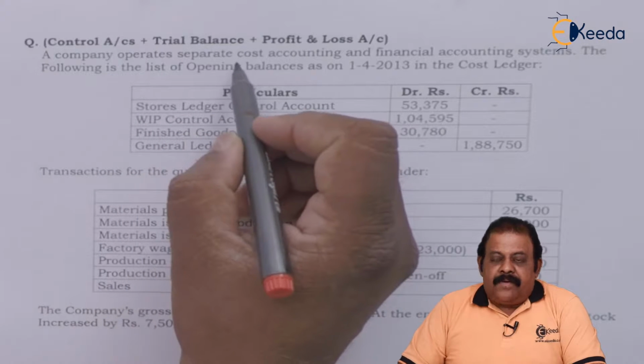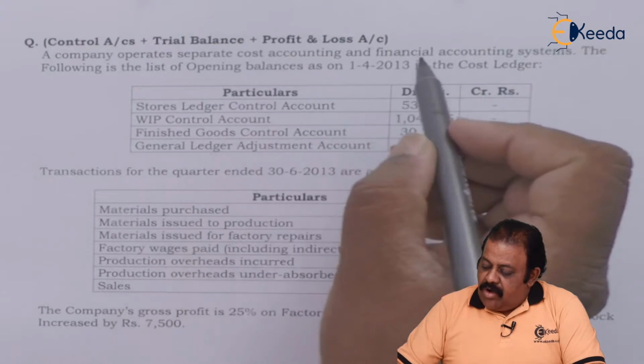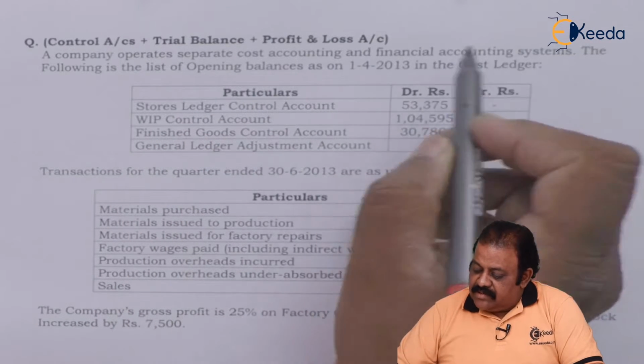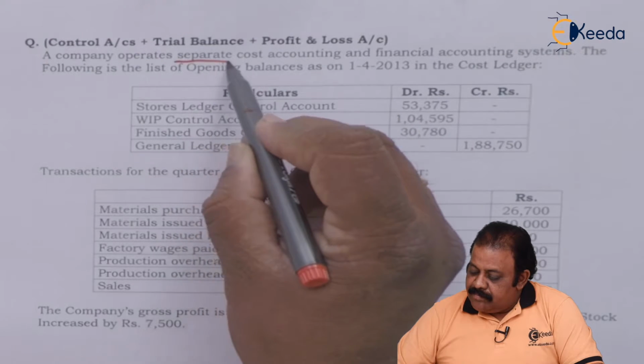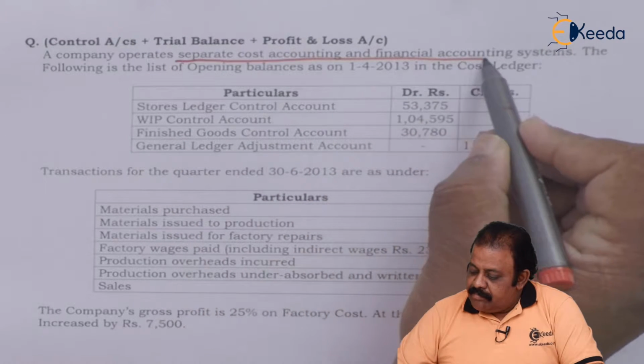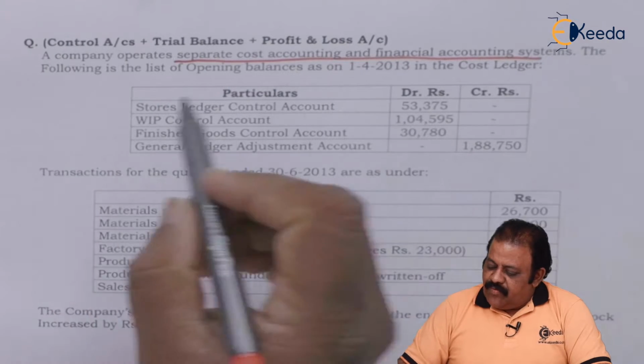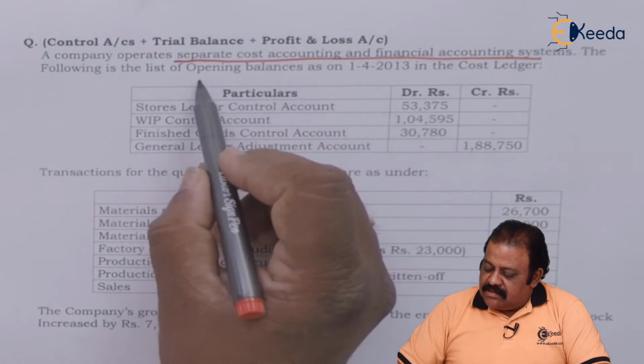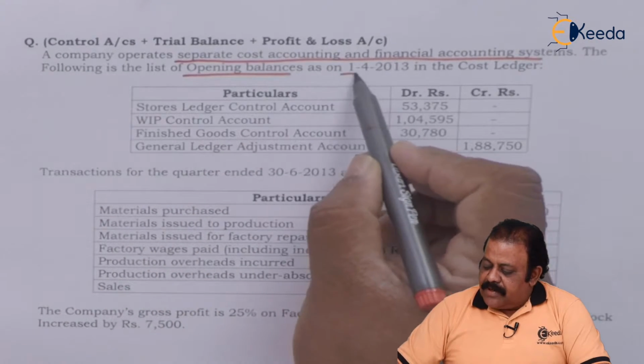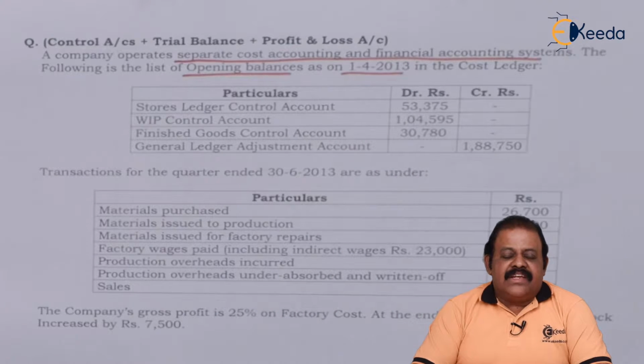A company operates separate cost accounting and financial accounting systems. Separate cost accounting and financial accounting means the systems are not integrated, therefore it's called a non-integrated costing record system. The following is the list of opening balances as on 1st April 2013 in cost ledger.